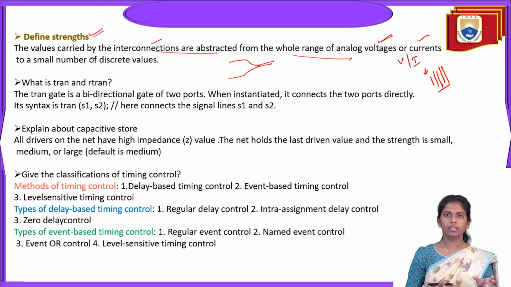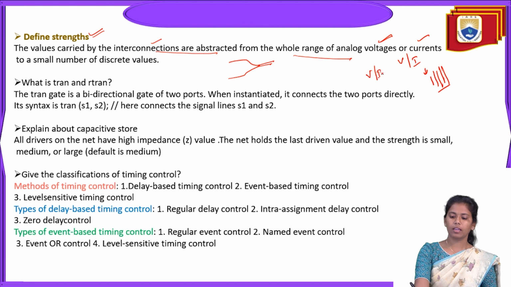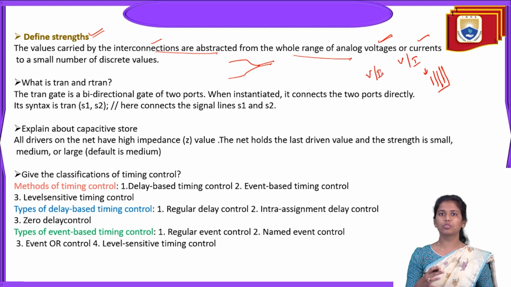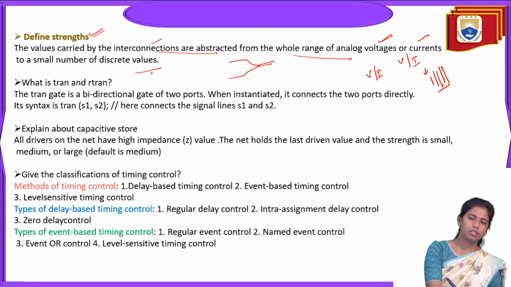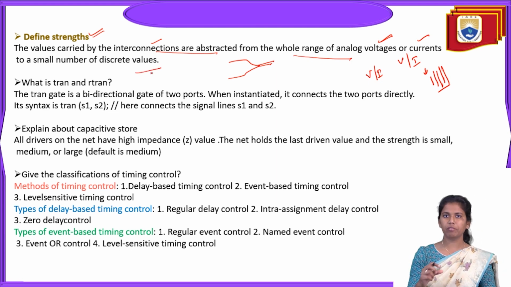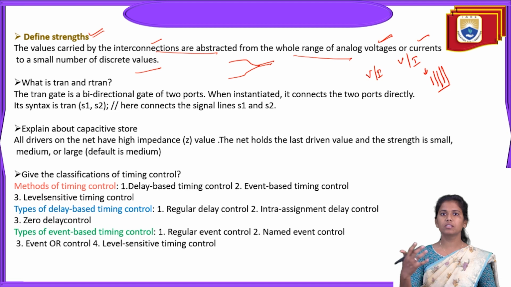The strengths of the signal can be carried with respect to the voltages and the currents. And the values of the analog voltages and the analog currents can be observed in terms of the discrete values. So each and every signal will be carried with some strength. Based on the strength, we can easily make out whether the signal is strong or whether the signal is low.